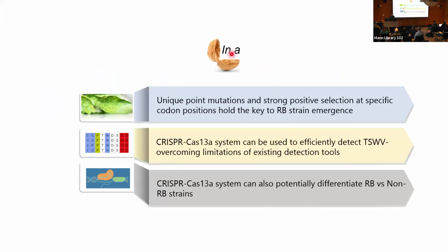So, so far, 3 things we have seen is resistance breaking is mutation driven. These mutations are very much detectable. And we are able to overcome some of the devastating limitations, or the key limitations of the existing detection tools, and then the devastating impacts associated with that. And then we can also use the system to potentially differentiate between RB versus non-RB strains, which is really cool. Which means that this is no longer a biology problem, but it's rather a timing problem.